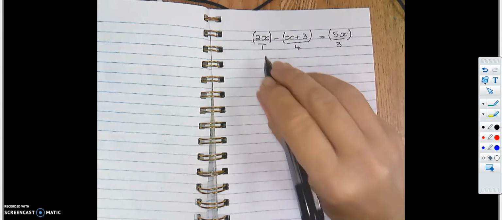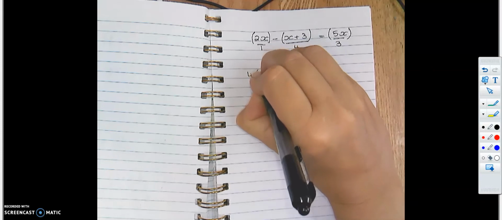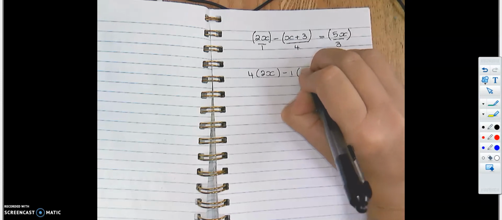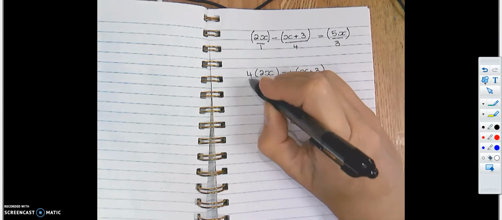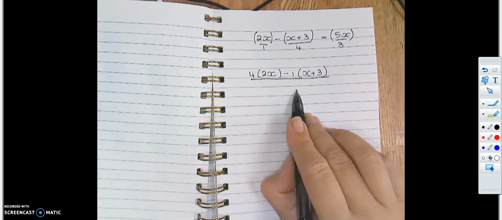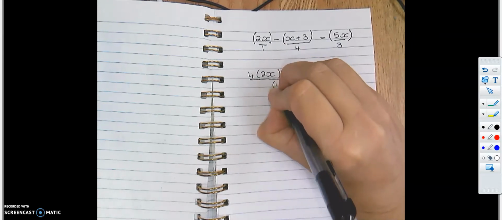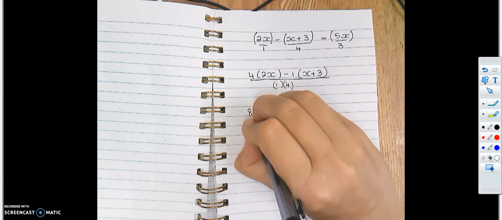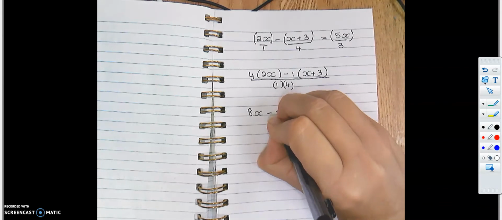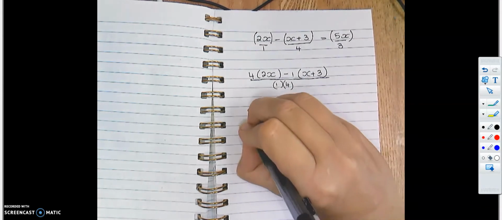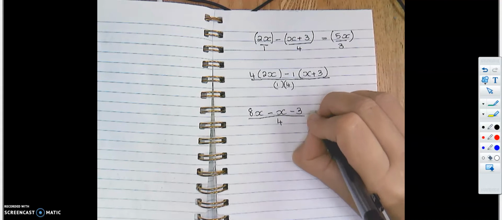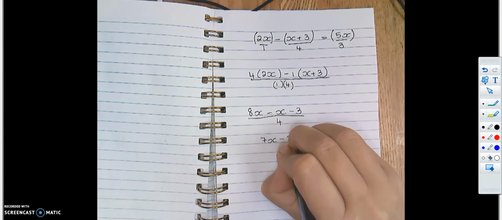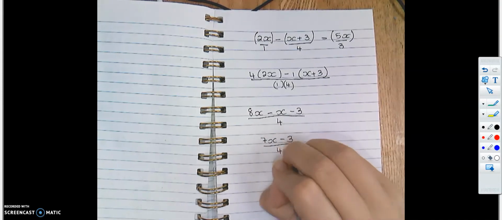So we're going 4 times your 2x minus 1 times your x plus 3. So that's base by top, and now for the bottom bit, you're going base by base. So you've got 1 times 4. Multiplying it out, you get 8x minus x minus 3 over 4. Tidying it up, 8x take away x gives you 7x. So you have 7x minus 3 over 4.